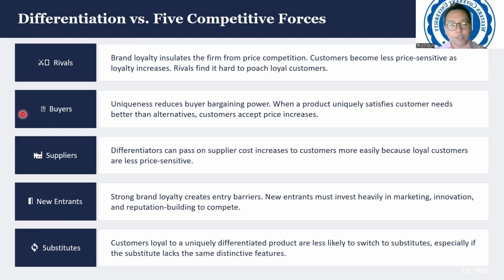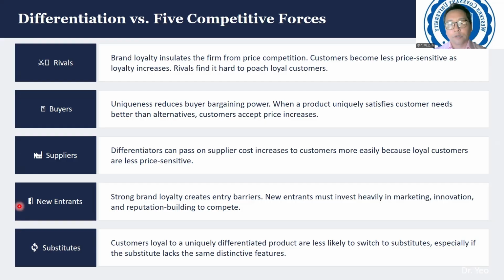Against the suppliers, differentiators can pass along cost increases to customers more readily because their customers' brand loyalty makes them somewhat price insensitive. This weakens the impact of supplier power.